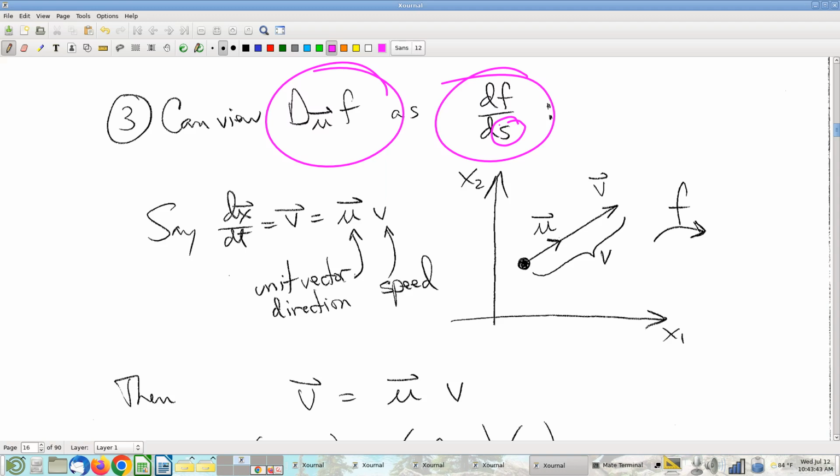We're going to use lowercase s as a fairly standard label of distance that we've traveled as we move in the domain. So now, why is this true? There's a tricky little argument that gets us to this.